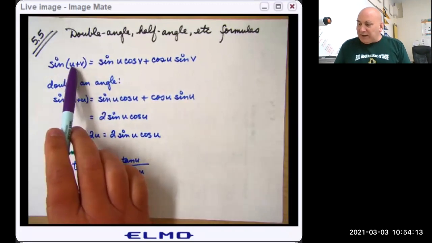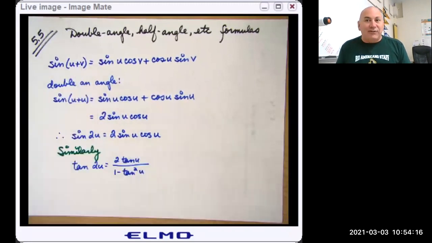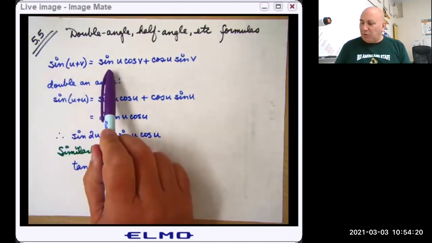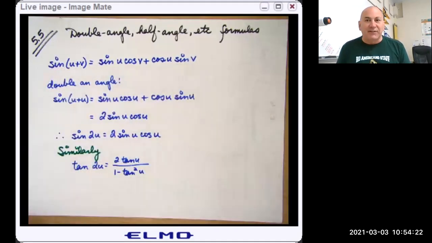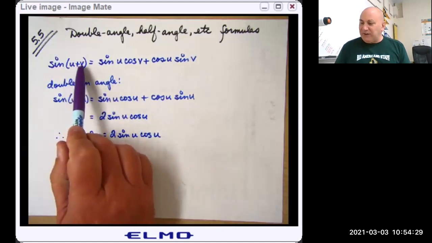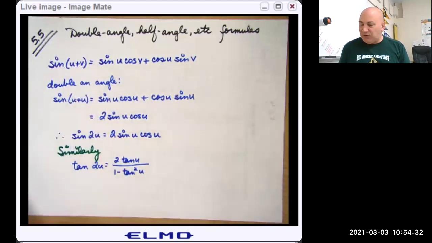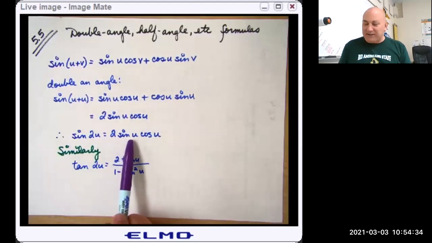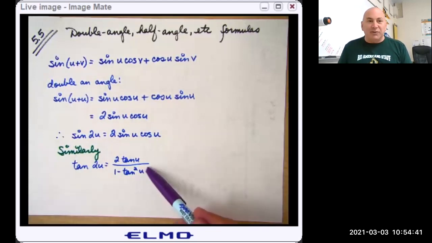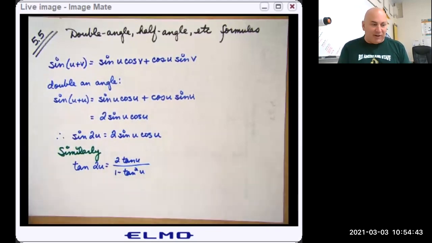So, if we take two angles, u and v, and we add the two angles together and take their sine, we'll get this formula. That's the sum formula for sine. We've already derived that. Now, if you want to double an angle, u and v are the same angle, it's just u plus u, and that will simplify to this formula. Similarly, tangent would simplify to this formula, but the fun one is cosine.